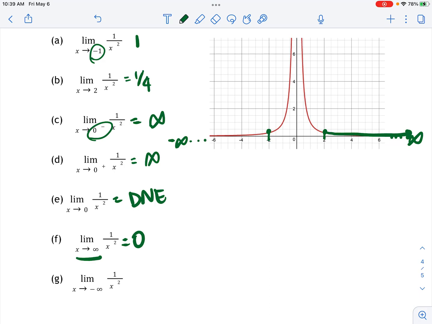Thanks. G is as x approaches negative infinity. So I go to negative infinity over here, I go a little to the right, find the graph, and it is also approaching a height of 0.